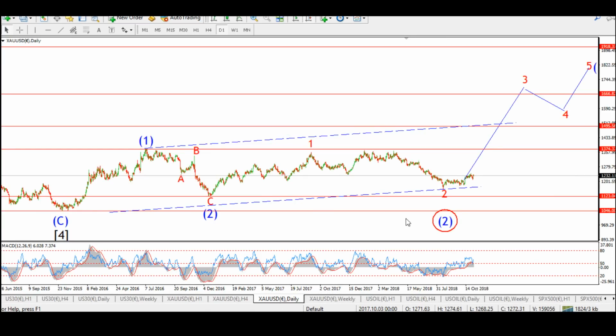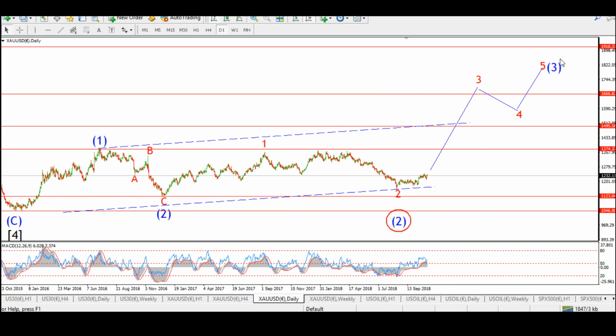Okay, so this is gold daily. We've moved up higher again in gold this week, and the rallies have been impulsive and the declines have been corrective. So again, it augurs well for the bullish outlook. In general, I'm looking for a large rally in a third wave. So that's the outlook for, let's say, the next year or so.